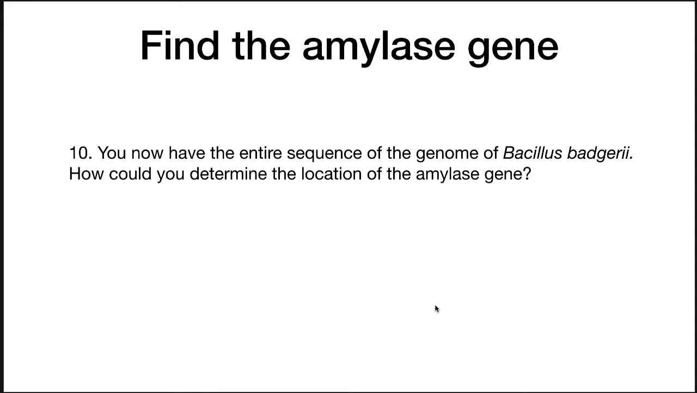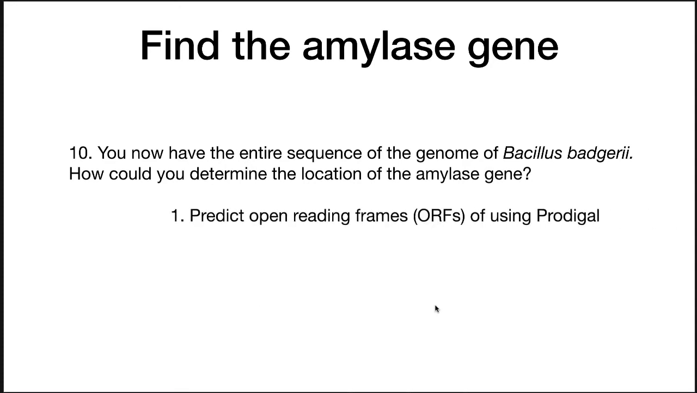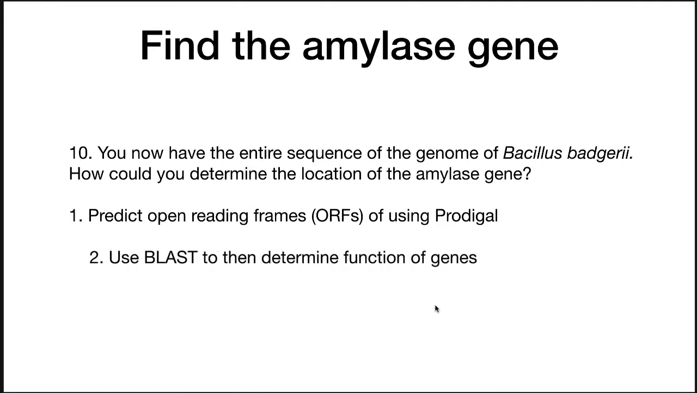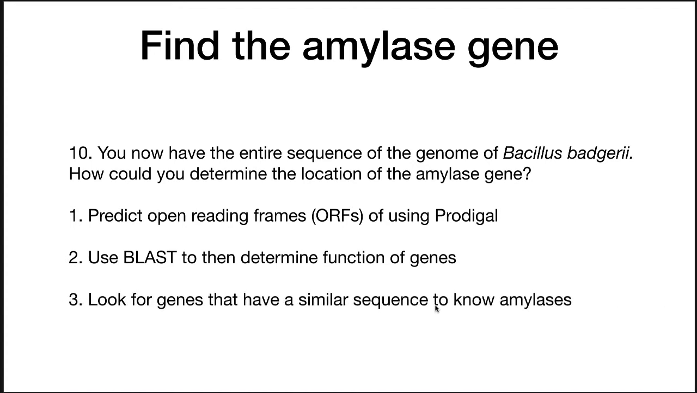Okay, so you've written out your protocol. Here is probably what I would do. First, I would predict open reading frames using a protocol. Then I would use BLAST to determine the functions of genes. I would then look for the genes that have similar sequences to known amylases, right? And those would be your candidate amylase genes.